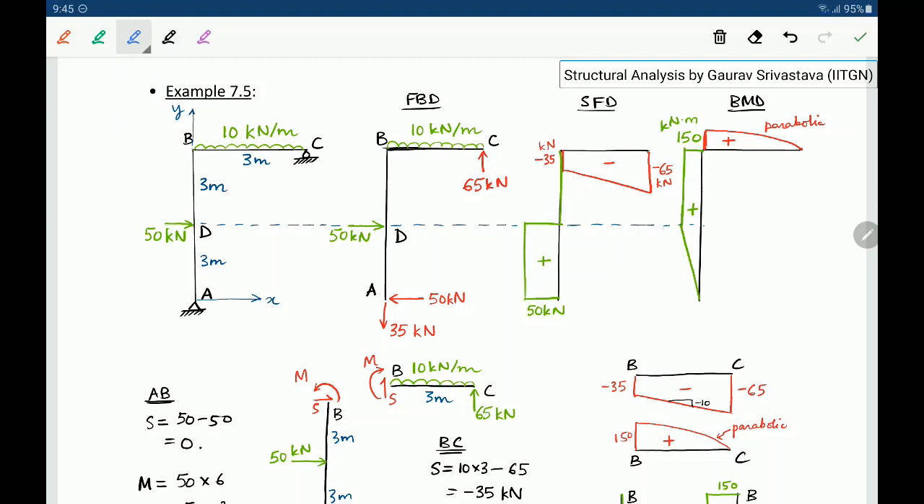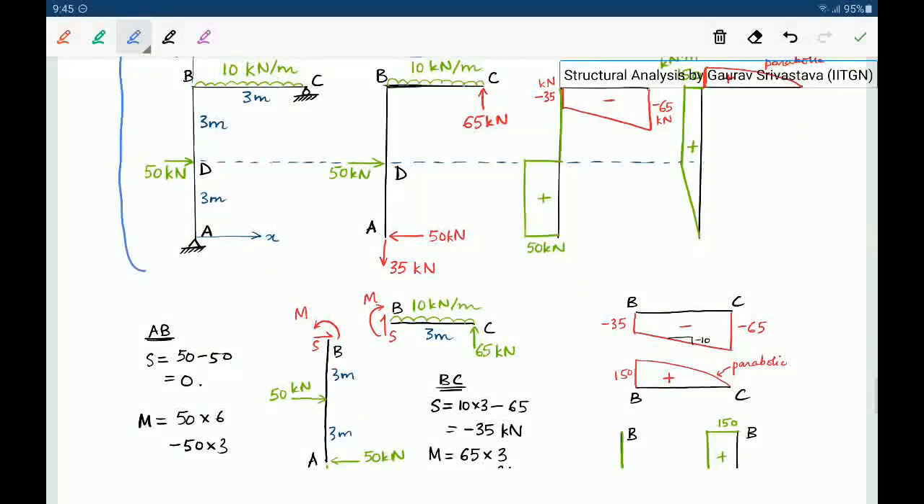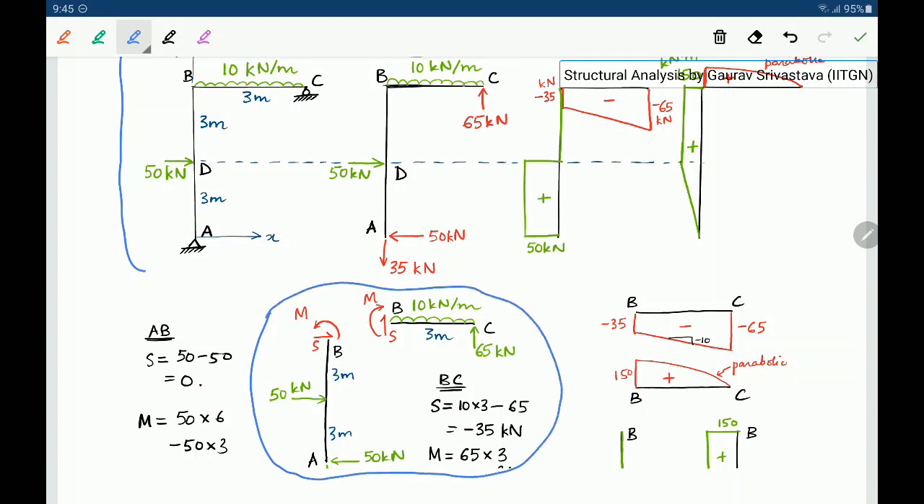So this is the frame shown for which we have to draw the bending moment and the shear force diagrams. First we can find the support reactions from the FBD. Then for such problems it is sometimes helpful to have an exploded version of the free body diagram.